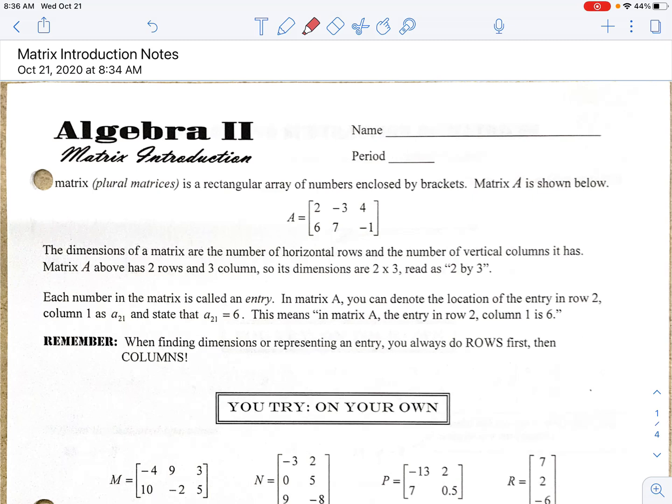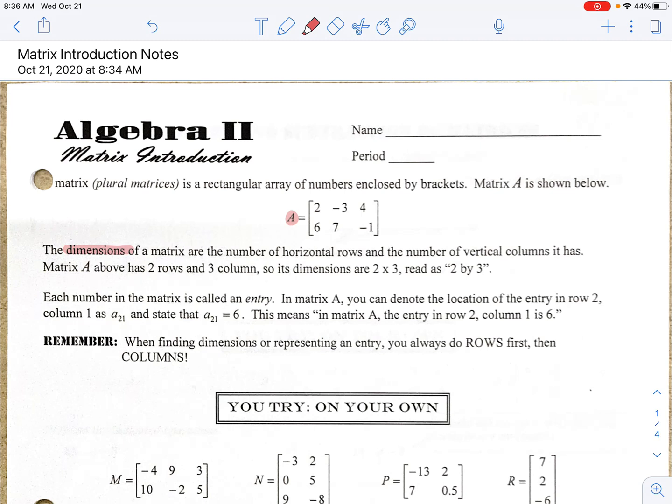So this is a matrix, or the plural is matrices. This is a rectangular array of numbers enclosed by brackets. So a matrix A is below. You'll notice that matrix A, we have the name for it out here. We have brackets enclosing a set of numbers. So this is what a matrix will look like.